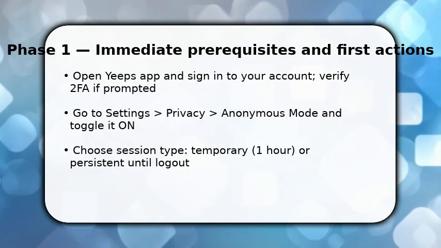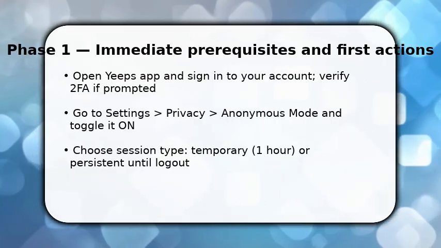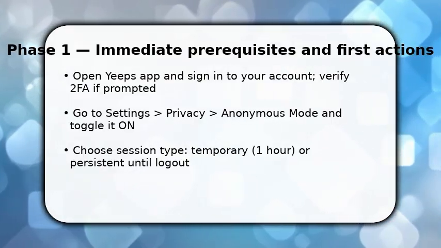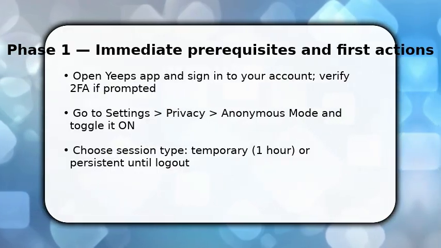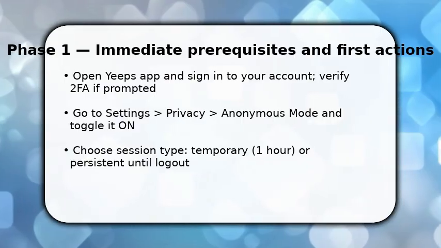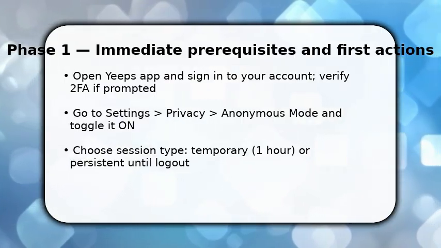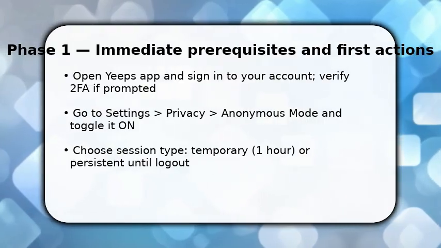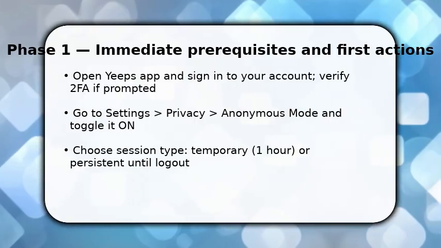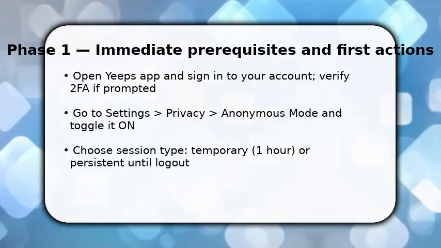You begin by opening Yeeps and signing in. Make sure your 2FA is ready. Go directly to Settings, then Privacy, and tap Anonymous Mode. Toggle it on. Pick a session type, temporary for short tasks or persistent if you plan extended anonymous activity. You do this because Anonymous Mode separates identity, reduces data linking, and limits stored metadata.